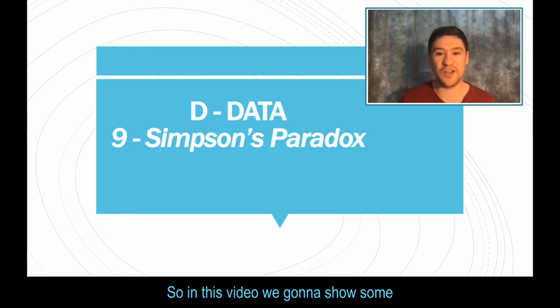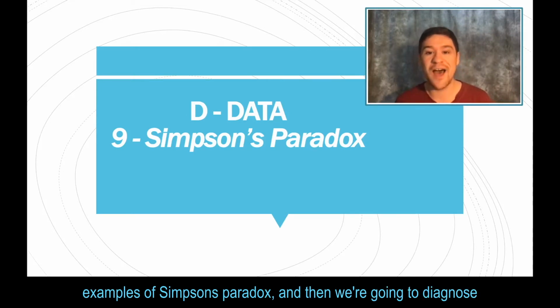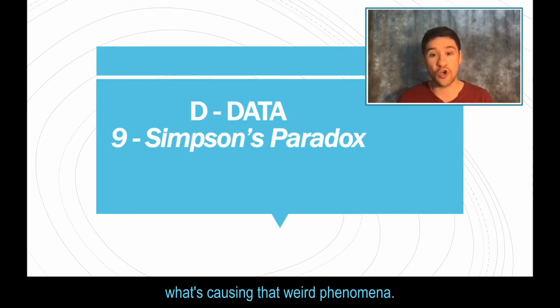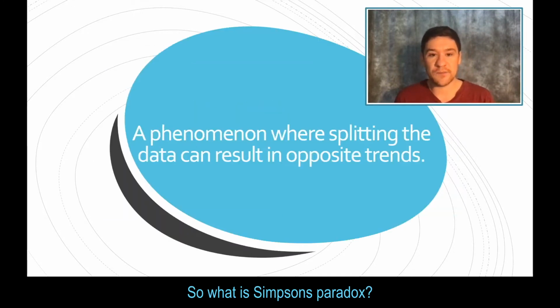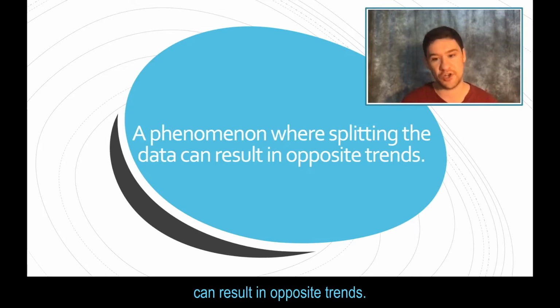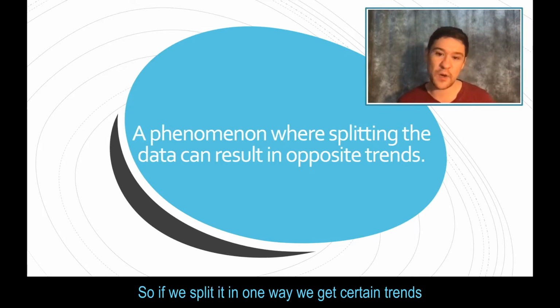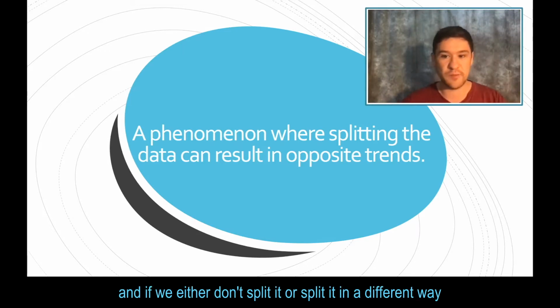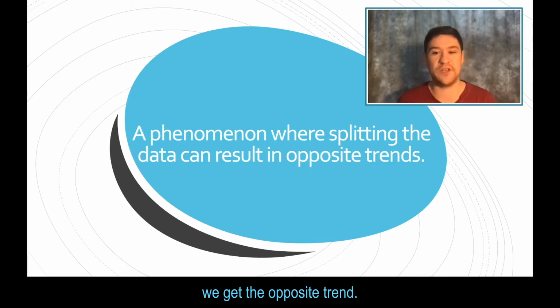So in this video, we're going to show some examples of Simpson's paradox, and then we're going to diagnose what's causing that weird phenomenon. So what is Simpson's paradox? It's a phenomenon where splitting the data can result in opposite trends. If we split it one way, we get certain trends, and if we either don't split it or split it a different way, we get the opposite trend.